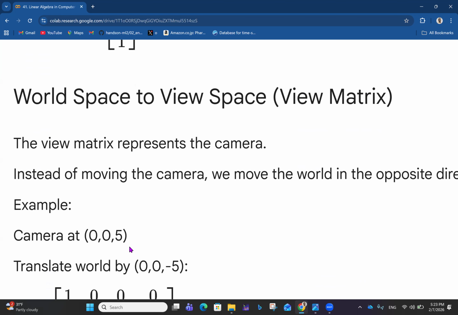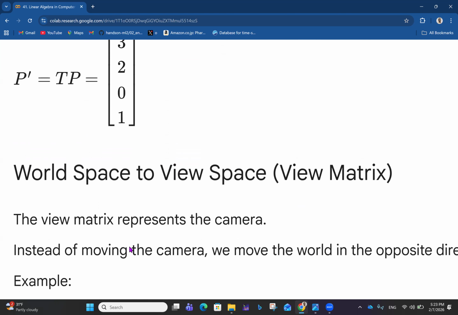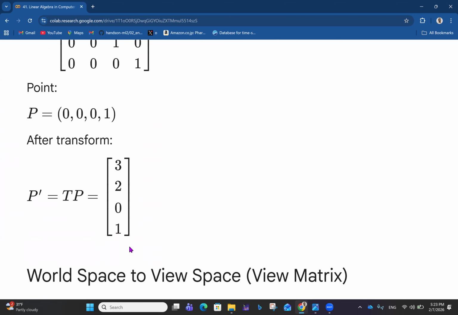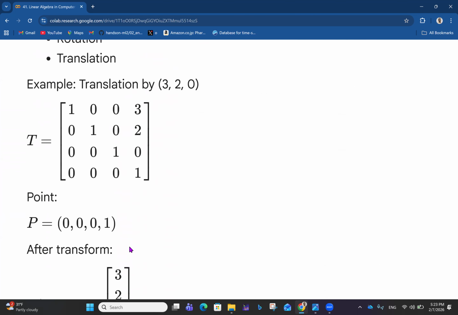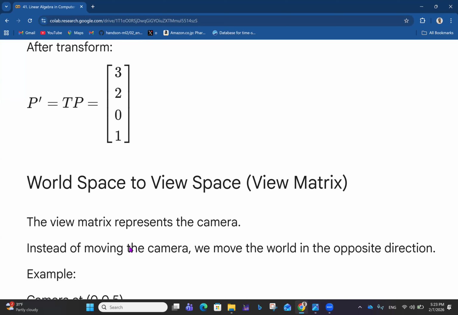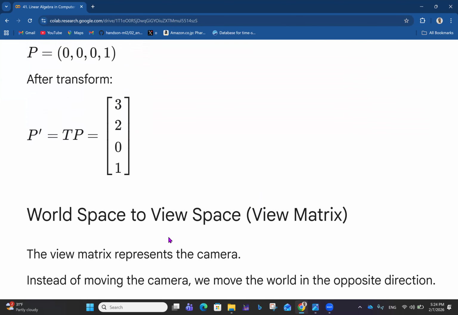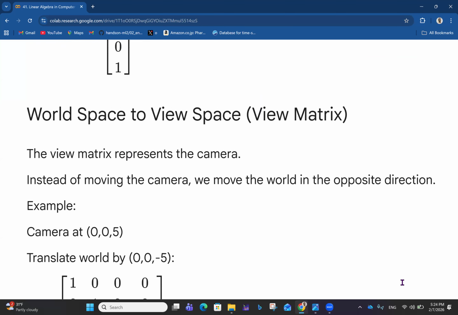So then what about movement from world space to view space? In that case, you need a view matrix. In the first case, you needed a model matrix. Now you need a view matrix as you move from world space to view space. The view matrix represents the camera. Instead of moving the camera, we move the world in the opposite direction, right?